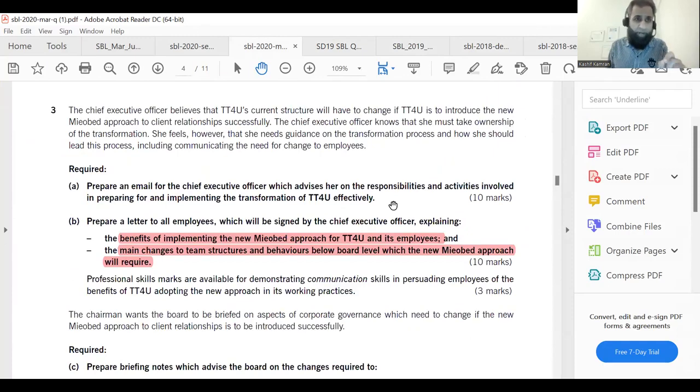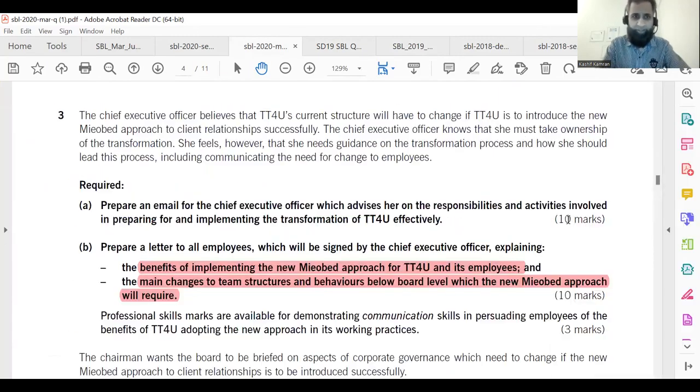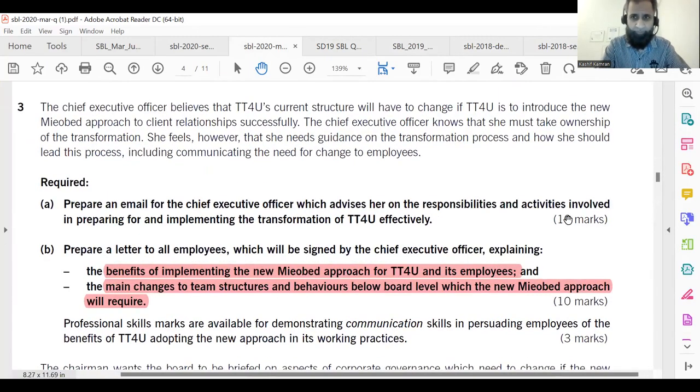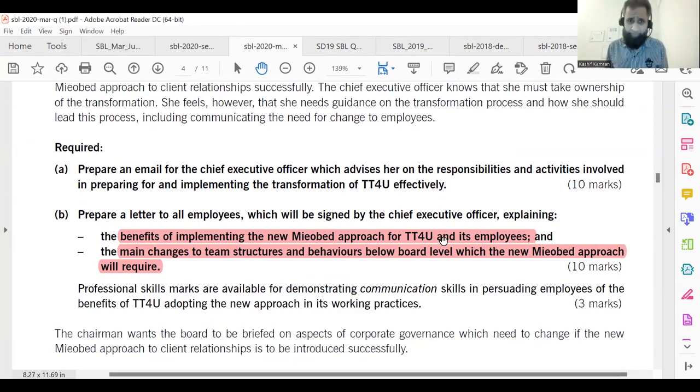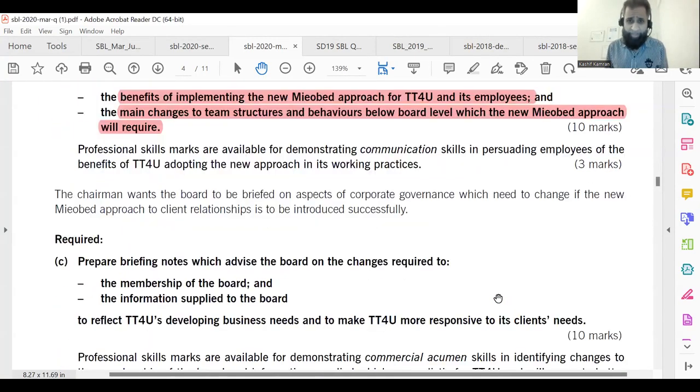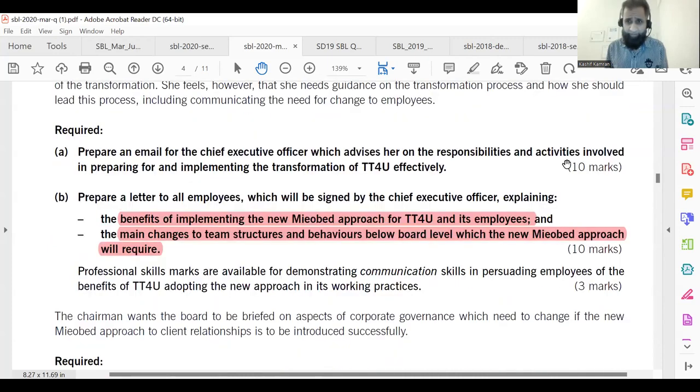This is from the March 20 paper. Can you see this paper? Can you see this question number 3 in front of you? Question number 3 from the March 20 paper. Can this be seen at your side? Okay, great. Now listen to me carefully. You go to the exam hall, right? And you get a question as big as 10 marks here.